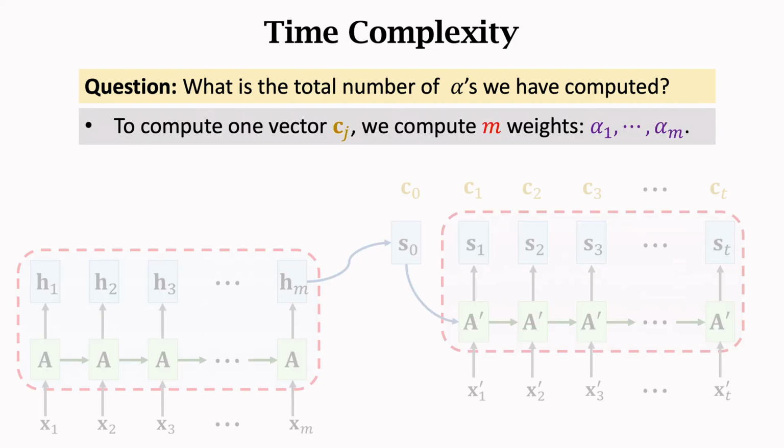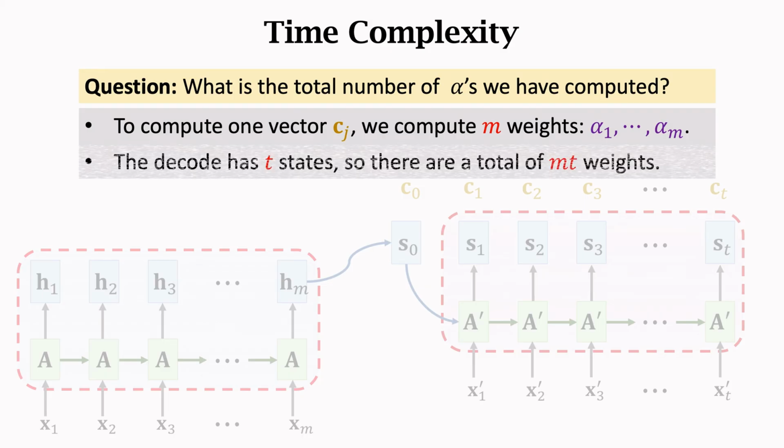To compute one vector Cj, we compute m weights, alpha 1 to alpha m. So each time we update the decoder state S, we compute m weights. Suppose the decoder runs t steps. Then we have computed m times t weights in total. So the overall time complexity of attention is m times t. M is the encoder's number of states. T is the decoder's number of states.